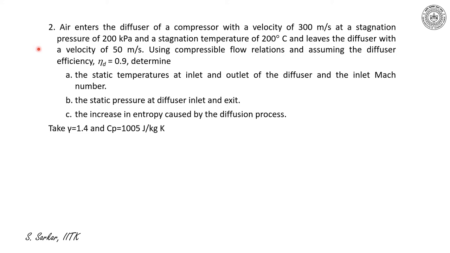Using the compressible flow relations and assuming the diffuser efficiency eta d equal to 0.9, determine: A, the static temperature at inlet and exit of the diffuser, and the inlet Mach number. B, the static pressure at diffuser inlet and exit. C, the increase in entropy caused by the diffusion process, given gamma equal to 1.4 and Cp equal to 1005 joule per kg per K.